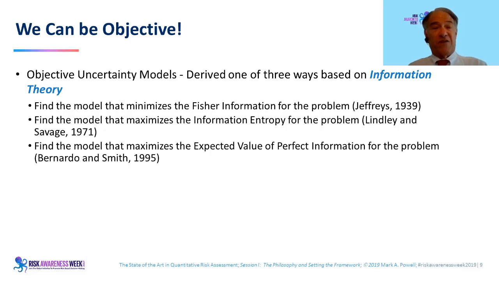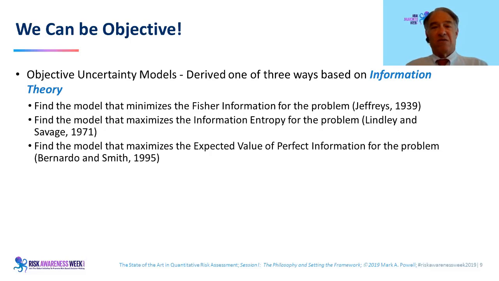The third method that's been developed finds the model that maximizes the expected value of perfect information for the problem. Bernardo and Smith developed this in 1995. Now, the expected value of perfect information is a measure of how much value could possibly be added as if you had absolutely perfect information. Clearly, if you find the model such that perfect information maximizes this value, you're obviously the most objective you could possibly be. And Bernardo and Smith developed this.